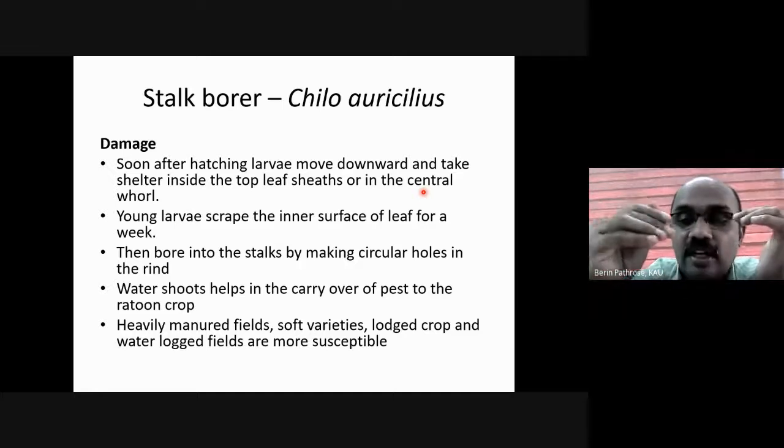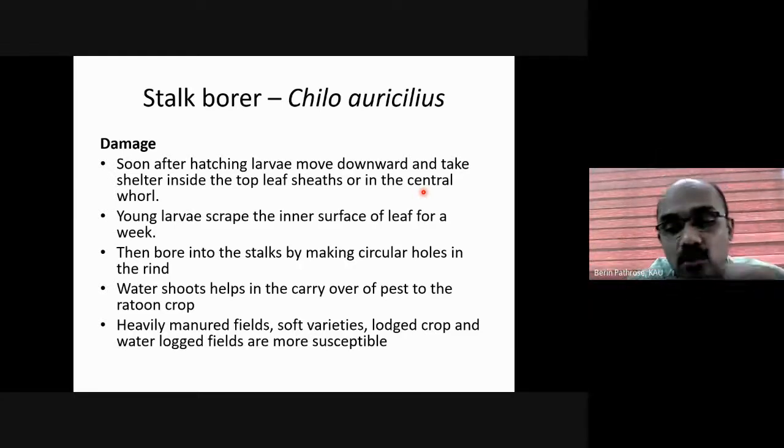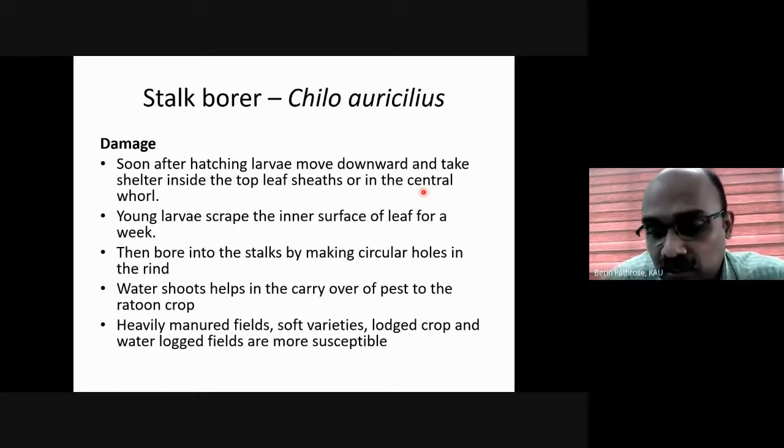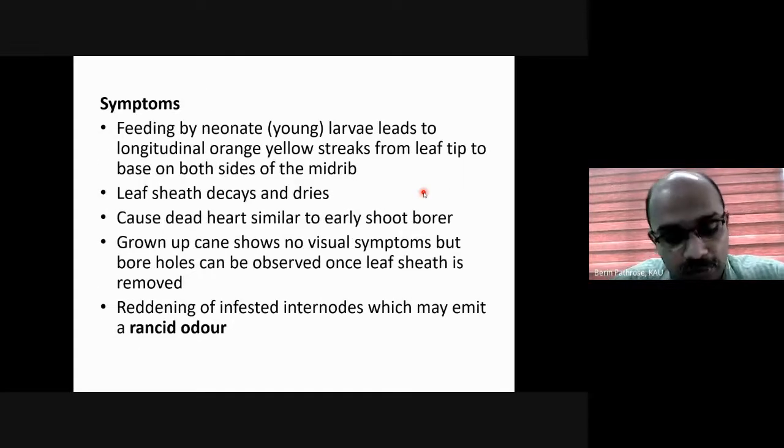So just after hatching, larvae move into the leaf sheath or into the central whorl. Early larvae feed on the leaf surface. Then later on, the larvae bore into the stem. And water shoots are one critical factor which favors the build-up and multiplication of the larvae, especially in the ratoon crop.